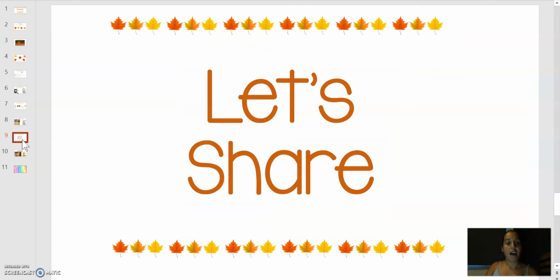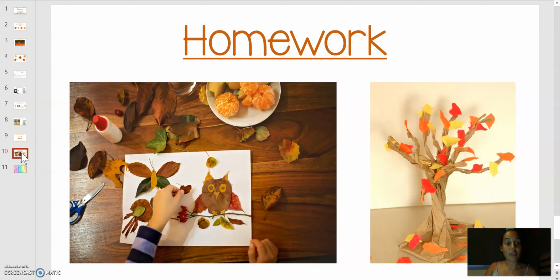After that, we'll move on to summarizing. For this portion of the lesson, students will gather on the carpet once more to share their findings with the rest of the class. And then for the last piece of our lesson, students will complete a transfer activity as homework. So they will apply their knowledge and draw a picture or create a diorama of autumn.